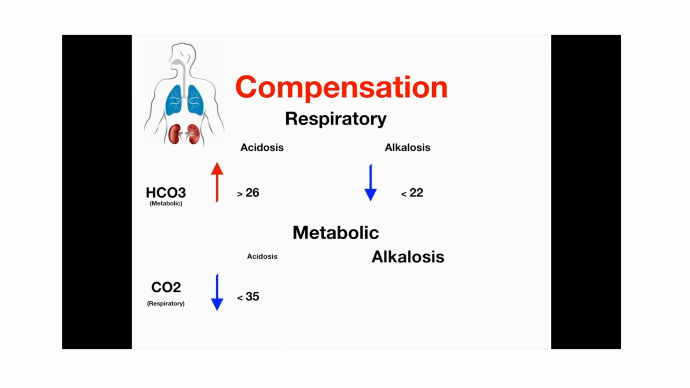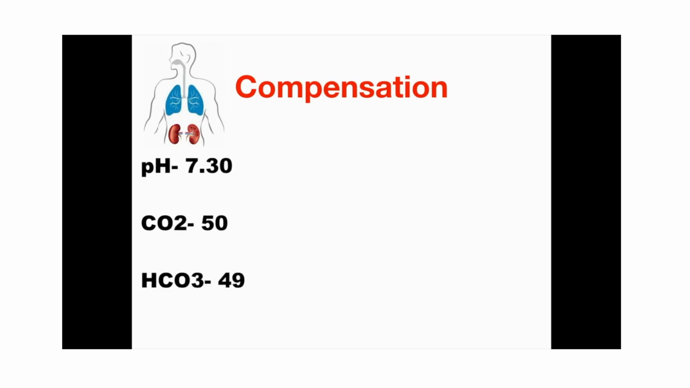When we have metabolic alkalosis, it's going to do the opposite. The body will try to compensate by increasing the amount of CO2 in our system. And just like in respiratory, for us to conclude that there is compensation going on, the decrease or increase has to be outside the normal range. So it has to be less than 35 or greater than 45. Otherwise, there's no compensation going on. So let's use some examples.